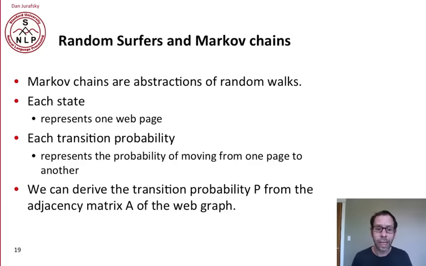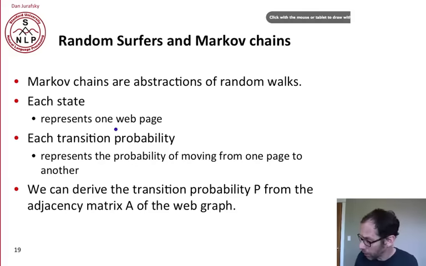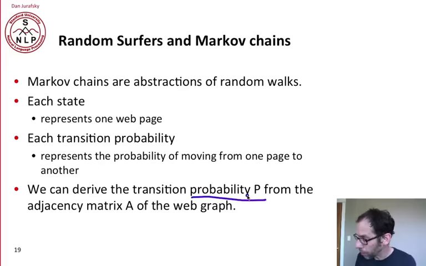So a Markov chain is an abstraction of a random walk. And we're going to use it to talk about the random surfer surfing the web. So each state of our Markov chain is going to represent one web page. And the transition probability will represent the probability of moving from one page to another. And we can generate this transition probability matrix P from the adjacency matrix of the web graph. And the adjacency matrix just has 1 if two pages are linked to each other and 0 if they don't.